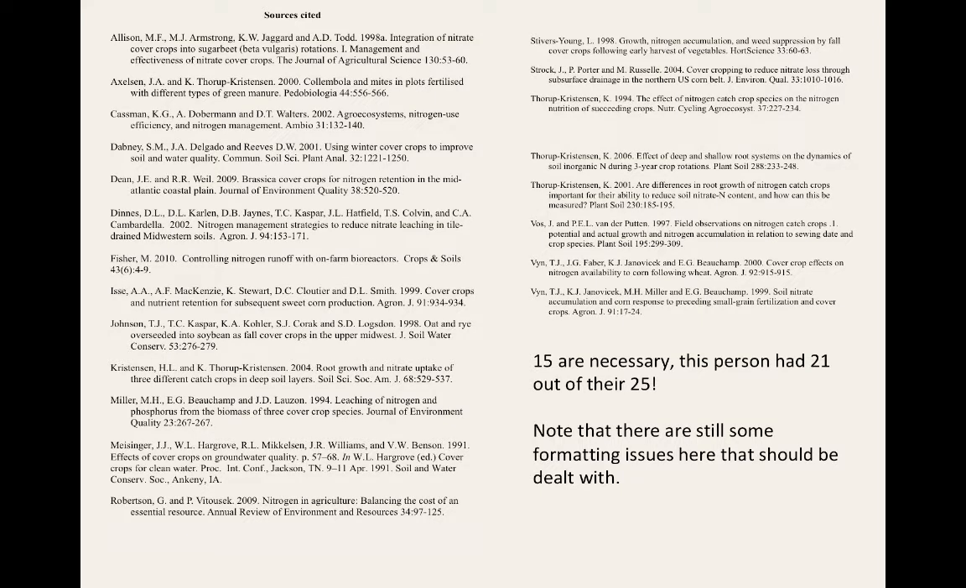And here are the citations. So this person then gave the full citation list of all the citations that they had used in that outline. This person had 21 out of their 25 references. But for this assignment, we will expect you to at least include 15 in those headings and subheadings of your literature review. Note that there are some very tiny formatting issues here in this reference list that should be dealt with, and I will let you hunt for those.